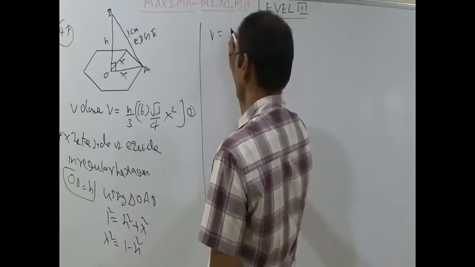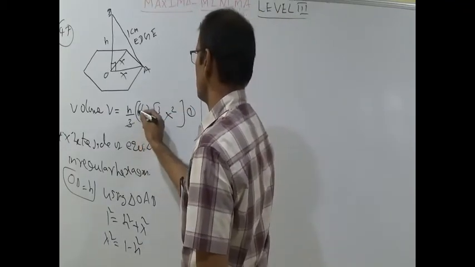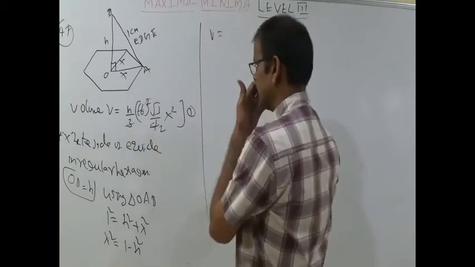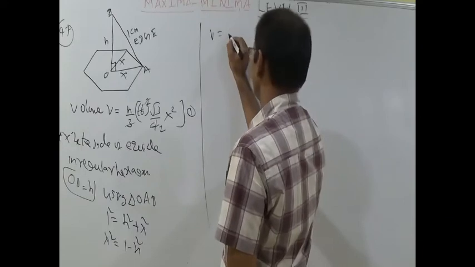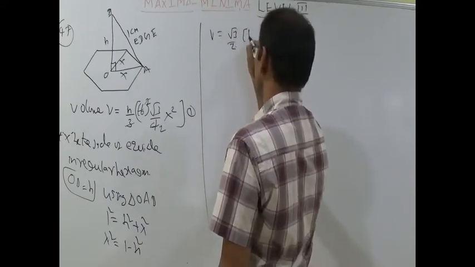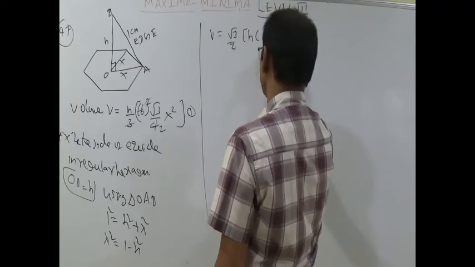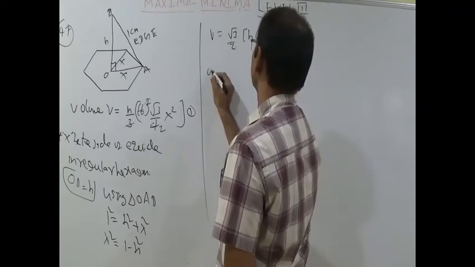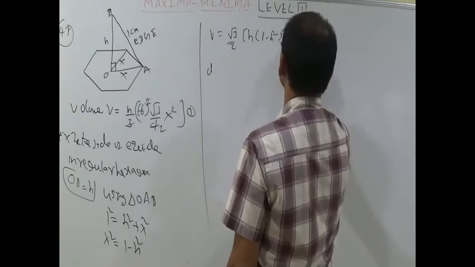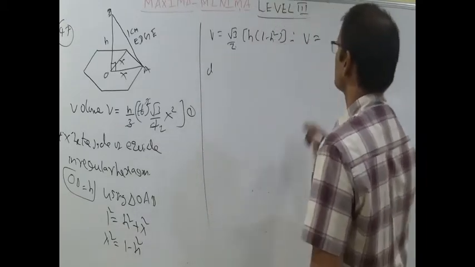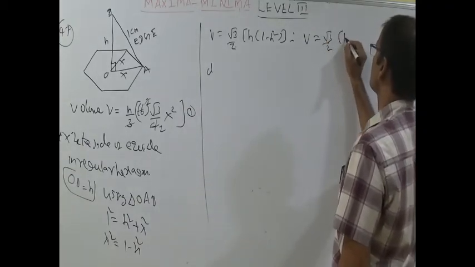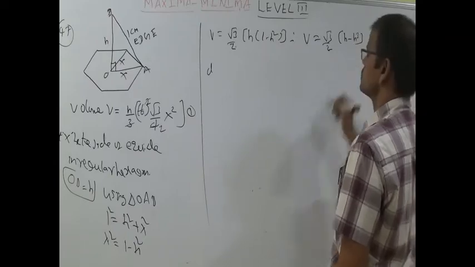So V is equal to, this 3 will get cancelled in 2 times, so this is 2 times. So here I am writing root 3 by 2, the constant taken outside, h into 1 minus h square. Next step, V is equal to root 3 by 2 into h minus h cube.